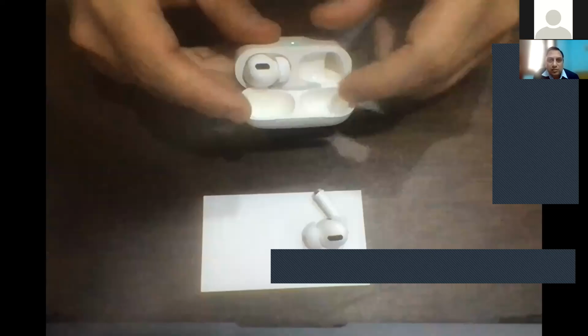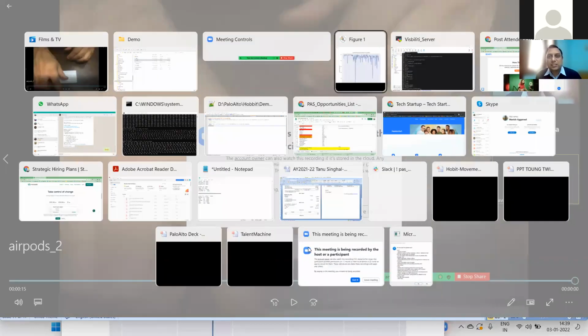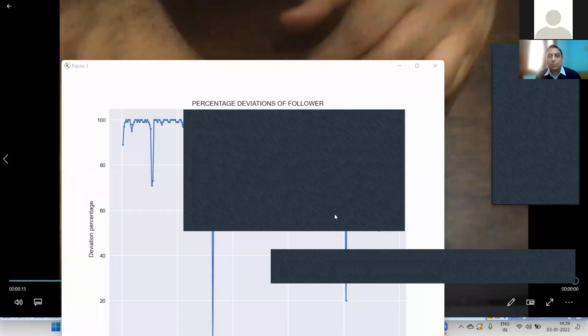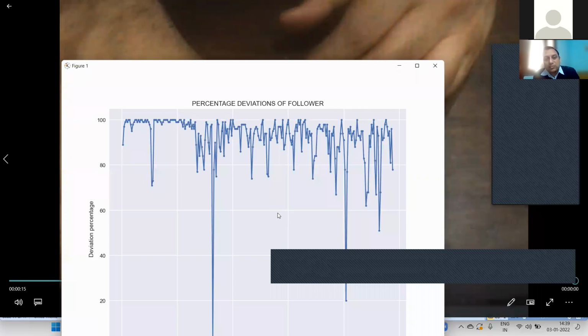Second video. Again, we are trying to do the second process. So now, basis this, we run one algorithm to compare how the performance of the second user is with respect to the first user.